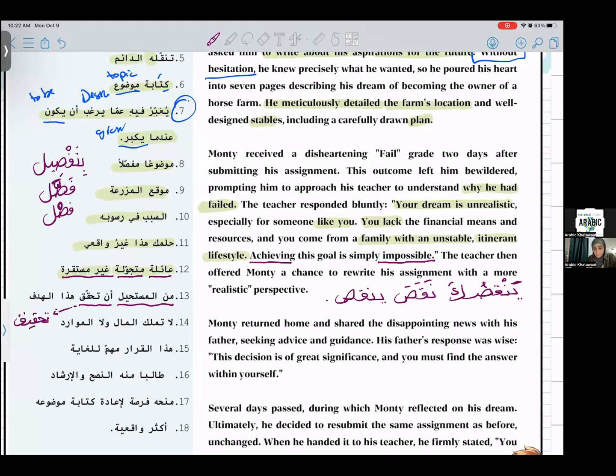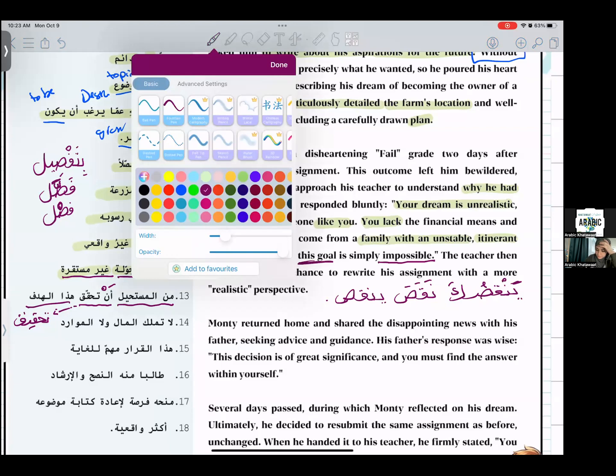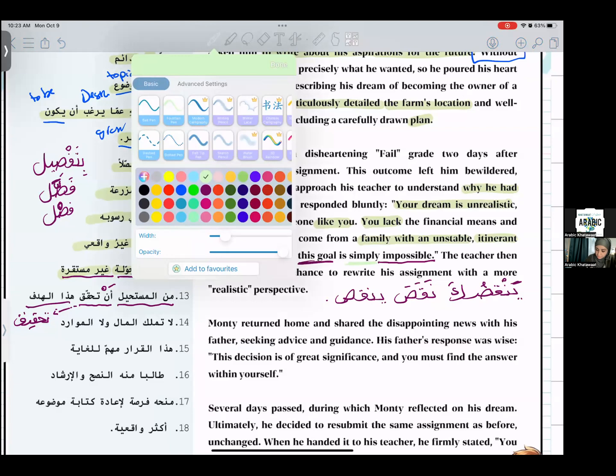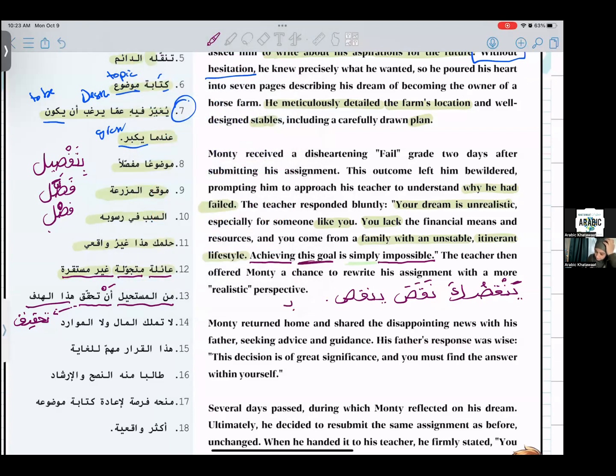And we learned this structure before, gerund and the verb to plus N. This goal is simply impossible. هذا الهدف. And if you're trying to put simply in this situation, you can just say ببساطة, because simple is بسيط, and you say ببساطة, simply, because بساطة is simplicity, and we say ببساطة is simply, it's an adverb.